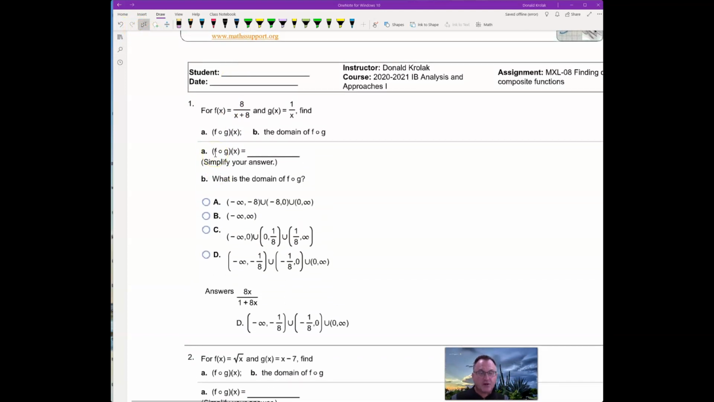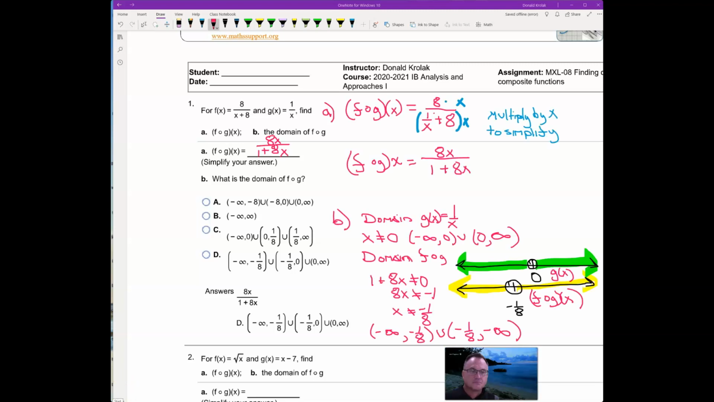Let's do that one again, because these can get a little confusing. I'm going to do my composite, and then figure out my domain. So here's number 1. I first did the composite. Wherever there was an x, I substituted 1 over x. Then to make this a little more friendly, I multiplied the top and the bottom by x, and I end up with 8x over 1 plus 8x as my composite.